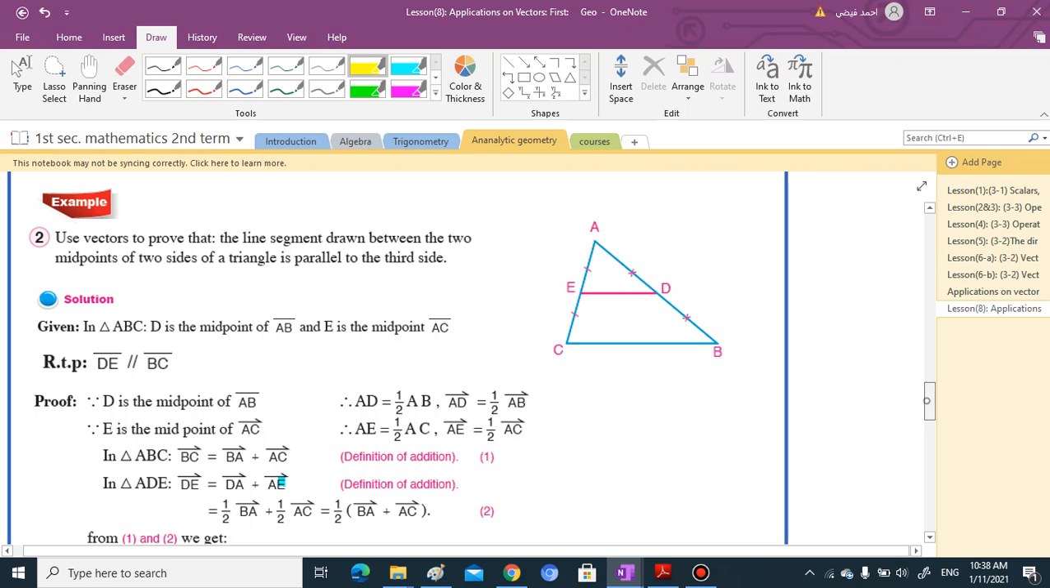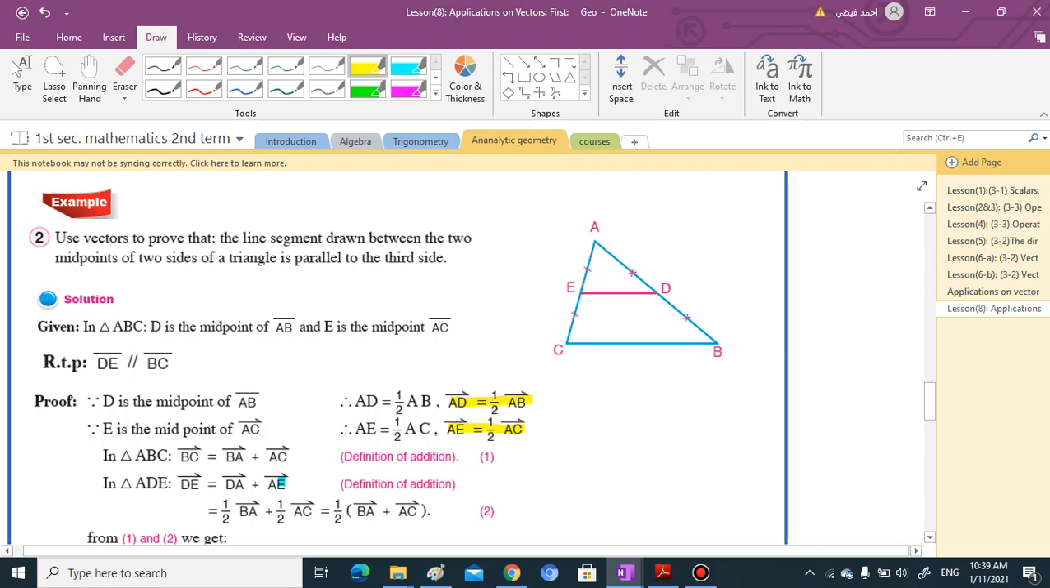So we have here D, the midpoint of AB, so AD is half AB. So the directed line segment AD is half the directed line segment AB because they have the same direction. And also we have E, the midpoint of AC, so AE is half AC. So the directed line segment AE is half the directed line segment AC, also because they have the same direction.